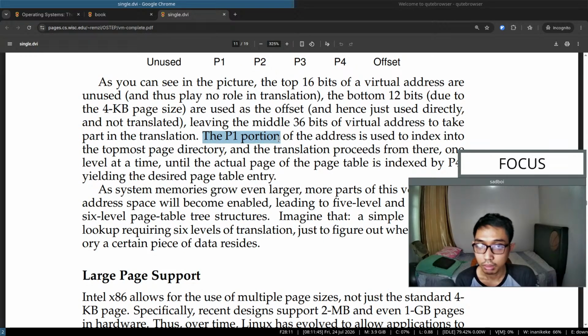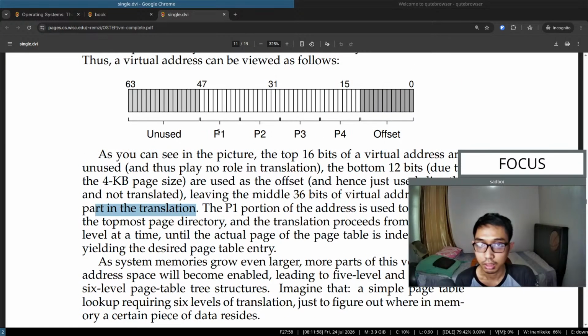The P1 portion. Okay, leaving the middle 36 bits of the virtual address to take part in the translation. Like this one.